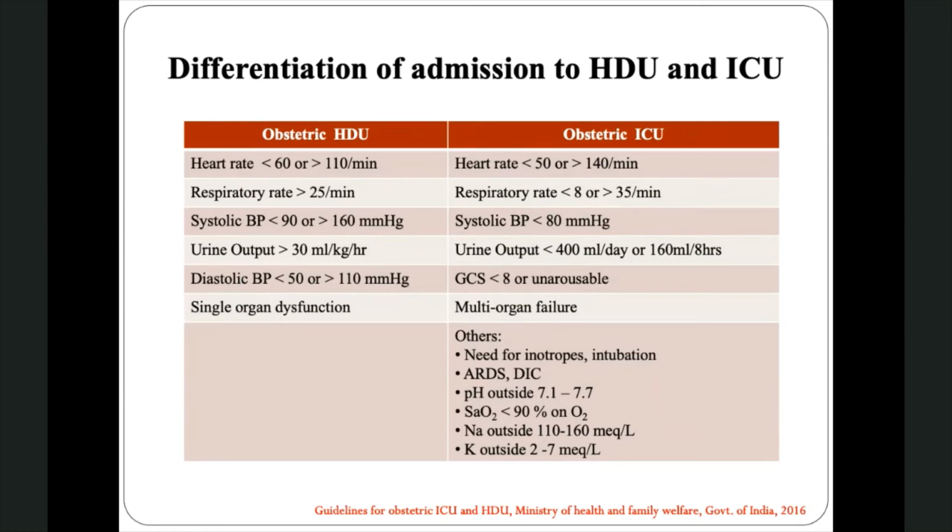If potassium is in between 2 to 7 milliequivalent per liter, that is acceptable. If it is less than 2 or more than 7 milliequivalent per liter, it can lead to cardiac arrhythmias.